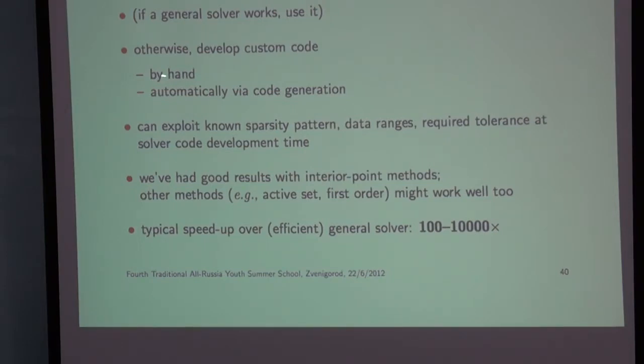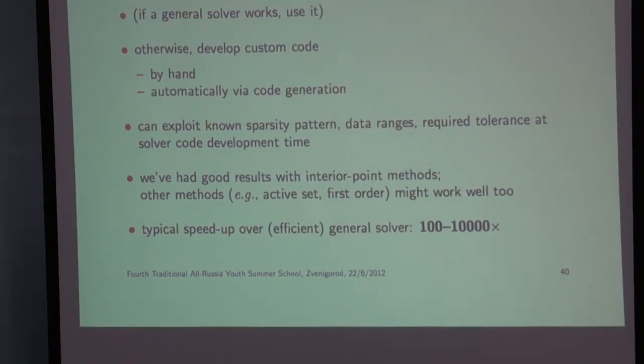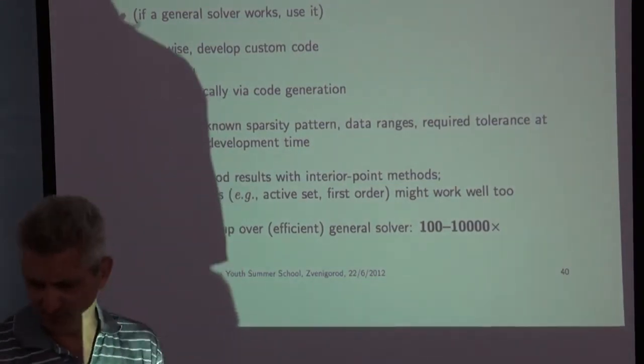Otherwise, you can develop custom code by hand, or automatically via code generation. And if you do this, you can exploit things like the sparsity pattern and data ranges at code development time. We've done stuff with interior point methods, but there are many other things. The shocking thing here is you typically get a speedup that's between 100 and 10,000x. Had that number been 10x, I would not have been too surprised. But in fact, it's not 10x. It's 100x or 10,000x, depending on the object. Or 1,000x is typical.